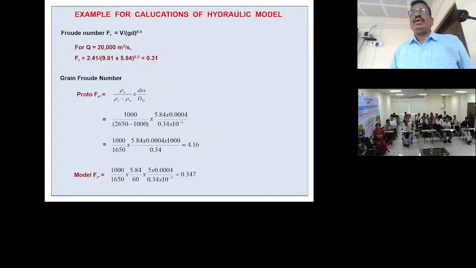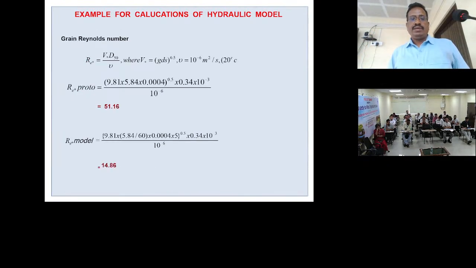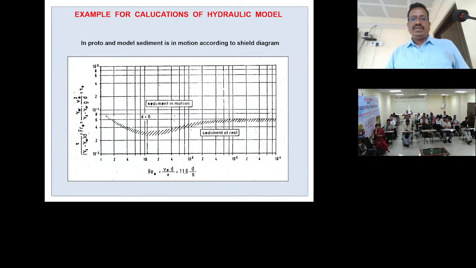If you want to check the bed movement also, you can derive the Froude number and Reynolds number, one for prototype and model, and you can check by this diagram. If the value is above this Shields curve, then the bed will move. So a mobile bed should always move. If the value is below this Shields value, then it won't move. We cannot produce turbulence to move the incipient motion in the bed material.